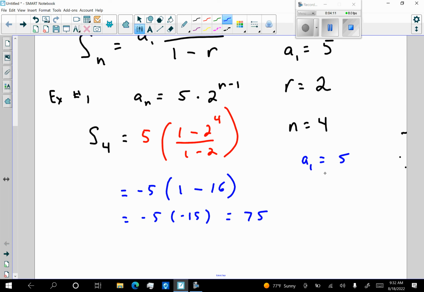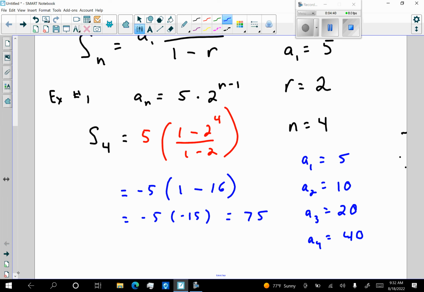A sub 1 is 5. A sub 2 is 10. A sub 3 is 20, right? And a sub 4 is going to be 40. And if I add those up, it would equal 75. So that just verifies the formula.